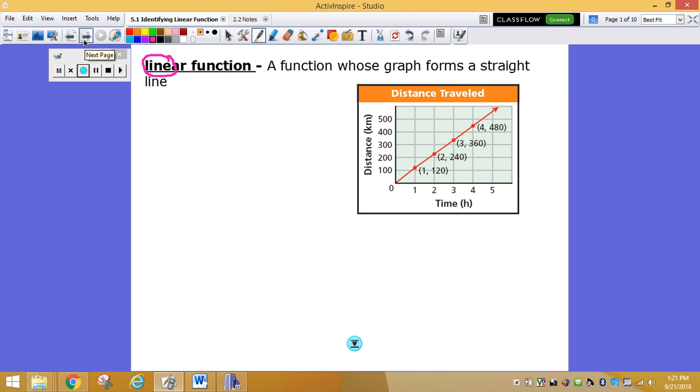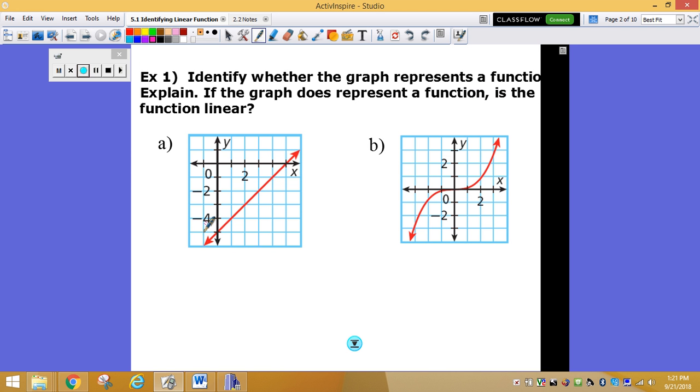So we're going to start off easy with graphs. This is a linear graph. It makes a straight line. A is a linear graph. It makes a straight line. It's linear. B is not linear because it's not a straight line. It curves and it curves. So B is not linear.